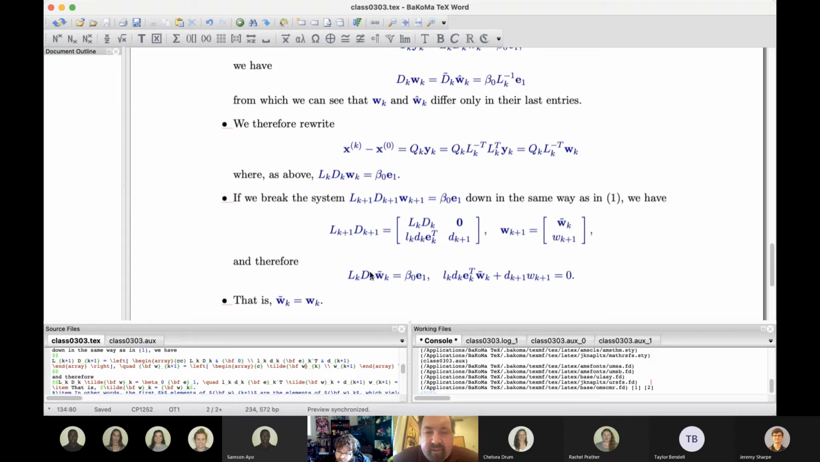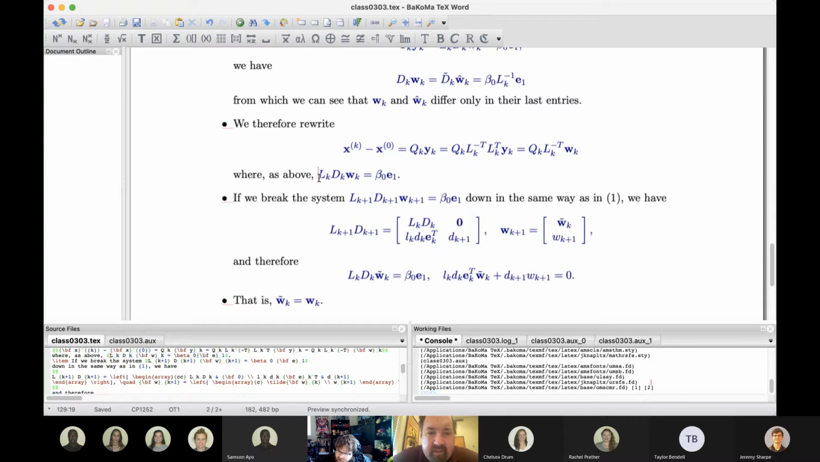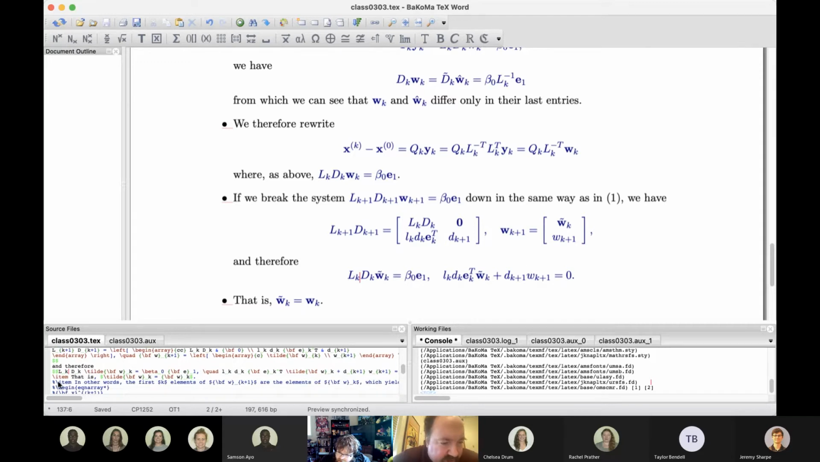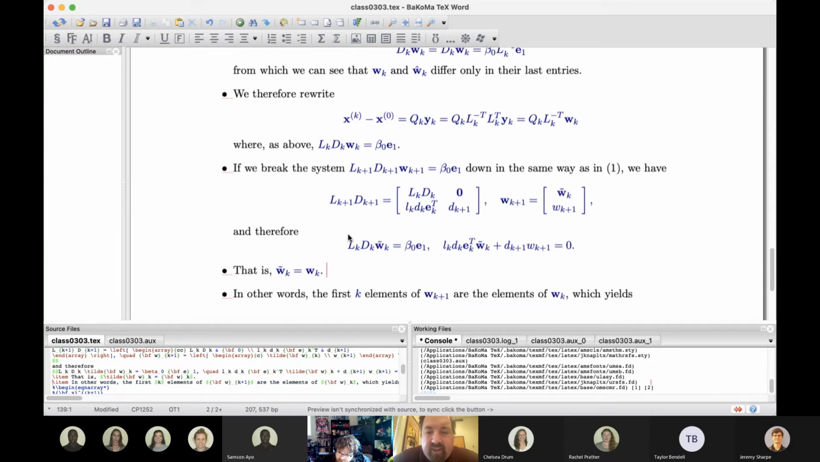But what ends up happening is, if we look at how I define WK, it solves this system here. LKDKWK is beta naught E1. Notice here, same system, same matrix, same right-hand side. The solution is unique. Therefore, WK tilde and WK have to be equal. And what that tells us is the first elements of WK plus 1 are the elements of WK.